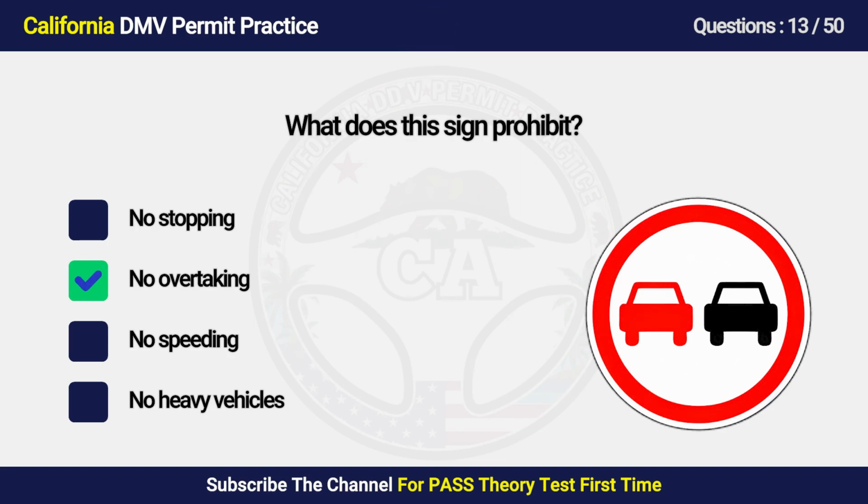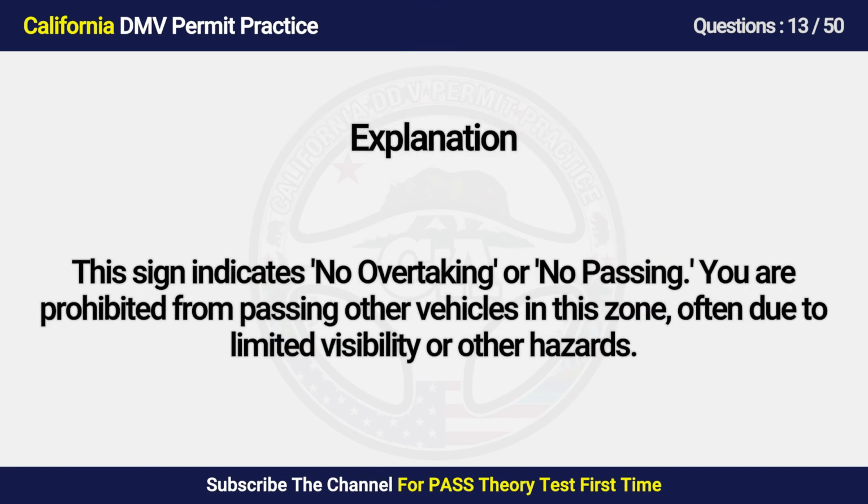Answer is B. No overtaking. This sign indicates no overtaking or no passing. You are prohibited from passing other vehicles in this zone, often due to limited visibility or other hazards.